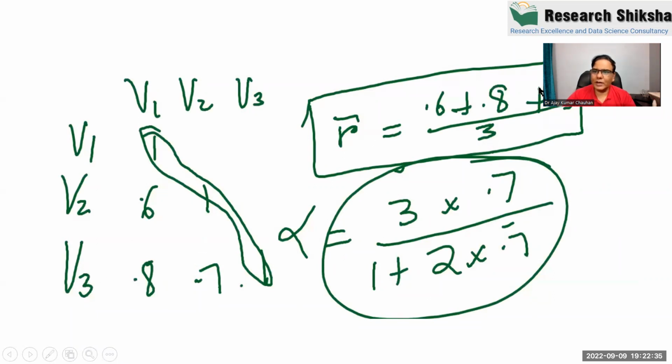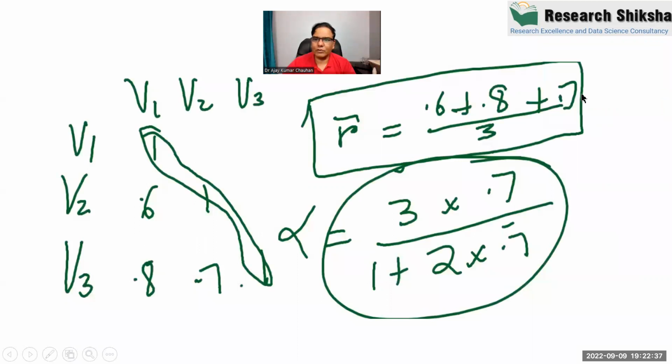So we can calculate the average correlation by taking the average of this. The average correlation is 0.6 plus 0.8 plus 0.7 upon 3, because we are taking the average. Number of statements is also 3. So 3 multiplied by average correlation plus 1 minus 1 into R. So in this way, you can calculate the Cronbach alpha.